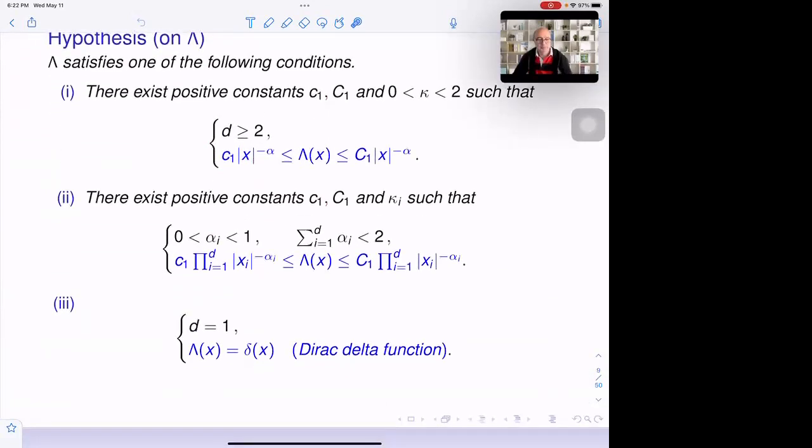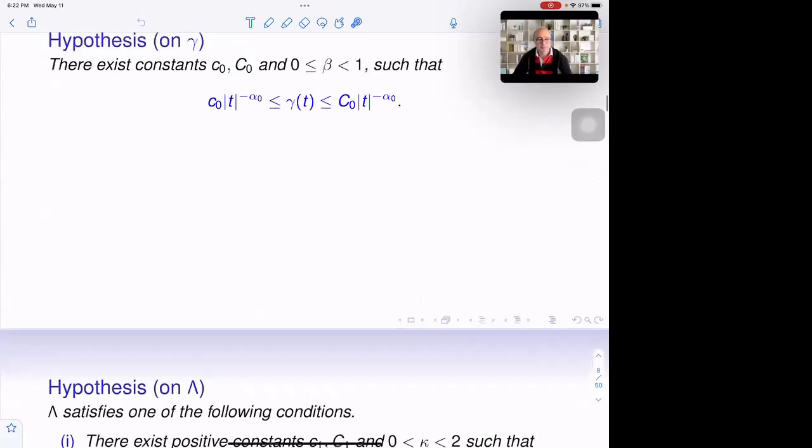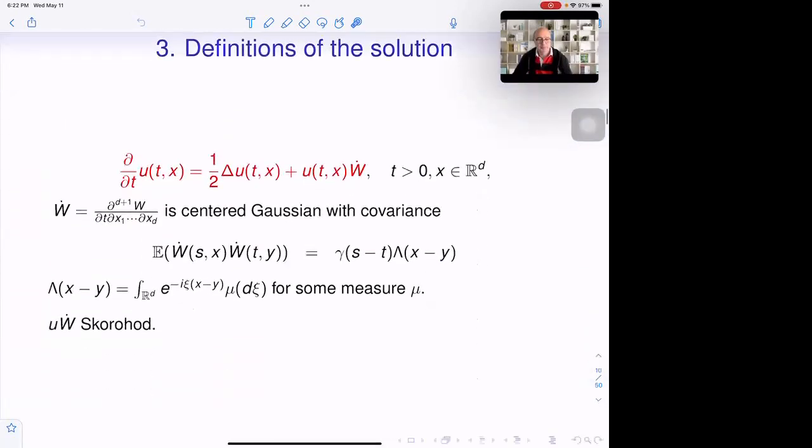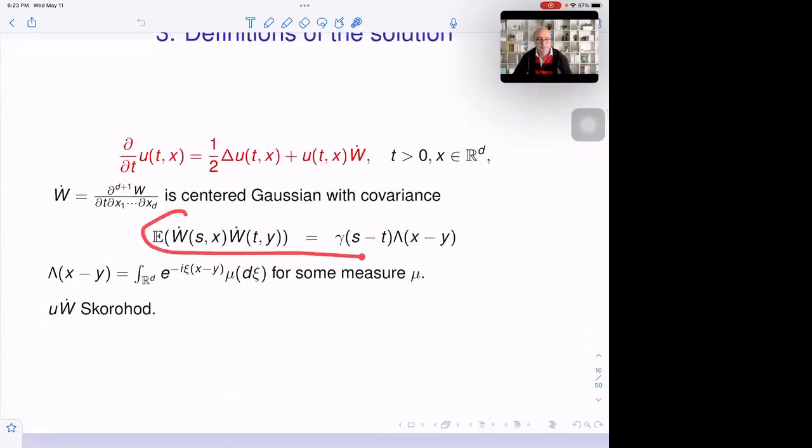Okay, if the covariance structure has this property for the time, you have this. So this is the noise, the covariance is given by this. In this equation, if the covariance of this is given, then the solution is given, if the initial condition is given. There's nothing else, no other dependence. The only dependence is on this gamma and the lambda.